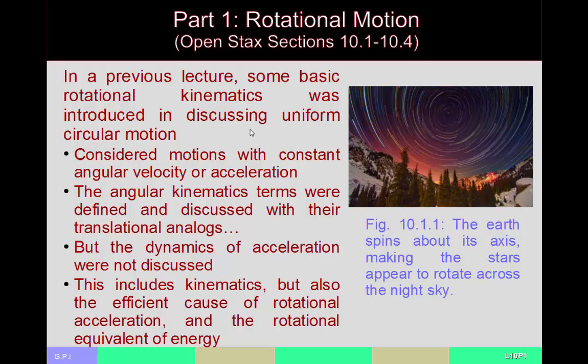I discussed rolling motion. And so what I wanted to do here is move on and talk a little bit about what causes a thing to begin rotating. And that is sort of analogous to the previous lecture in which I talked about forces as the efficient cause, or the thing that causes something to begin moving in a translational manner. And so this one is sort of the analog for rotation. And while we're at it, I'll look at stuff like rotational energy.